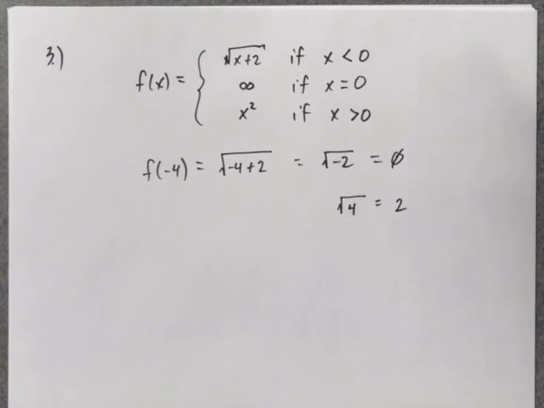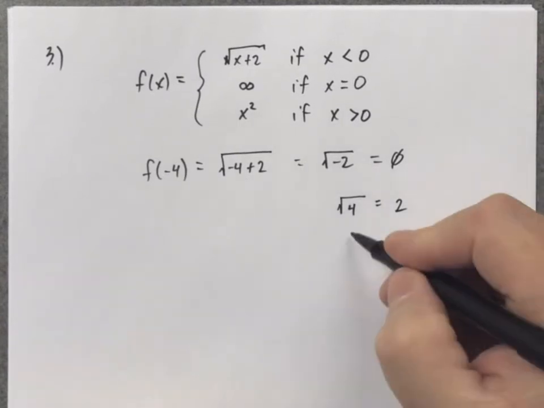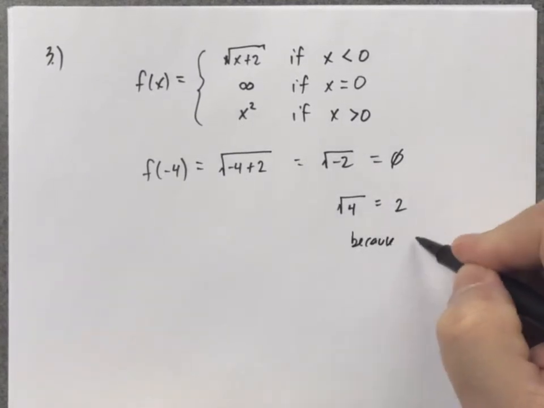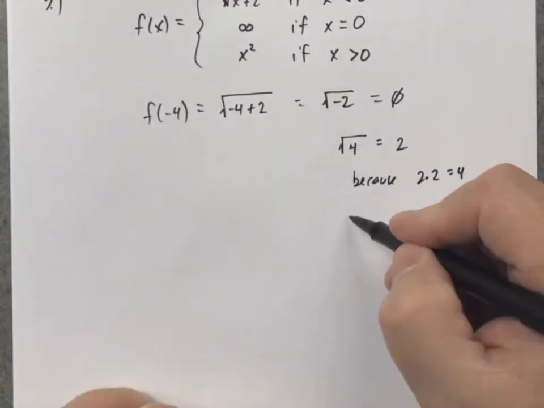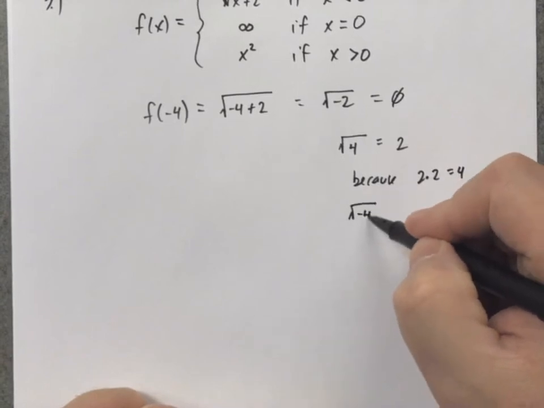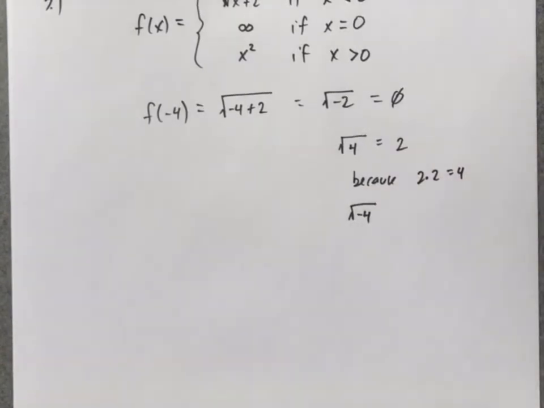So square root of 4 is 2, because 2 times 2 equals 4. Now what would happen if I try to take the square root of negative 4? So what I'm looking for is a number I can multiply by itself to equal negative 4.